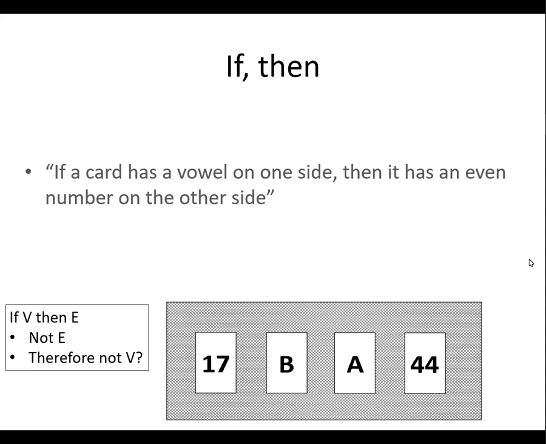What's our second choice? The rule is, if the card has a vowel on one side, then it has an even number on the other side. Denying the consequent is saying no to the then, no to the if. So which card corresponds to the negation of the then statement? Keep in mind that all cards have a number on one side and a letter on the other.